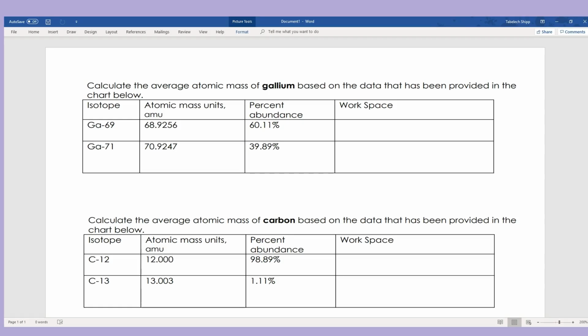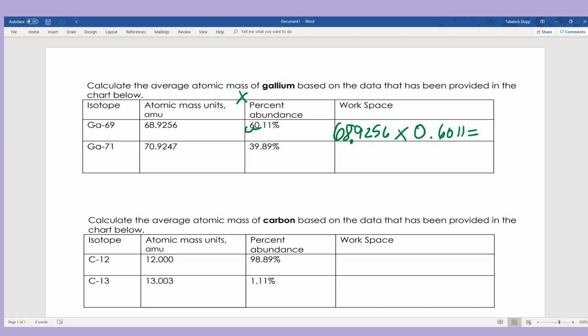Hold on one second. So let's continue with these examples. So the first one deals with gallium-69 and gallium-71. The first mass that you see here is 68.9256, and the percent abundance. You're going to multiply these 2 together, okay? And remember, significant digits are here. They did not go anywhere. So 68.9256 times 0.6011. Now, where did I get that 0.6011? When you move your decimal back 2 places to the left, okay? That's where we got that.